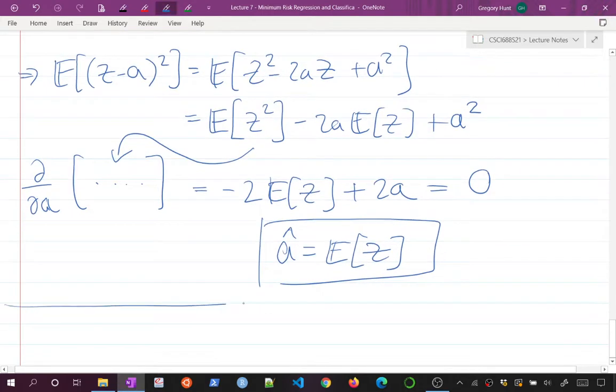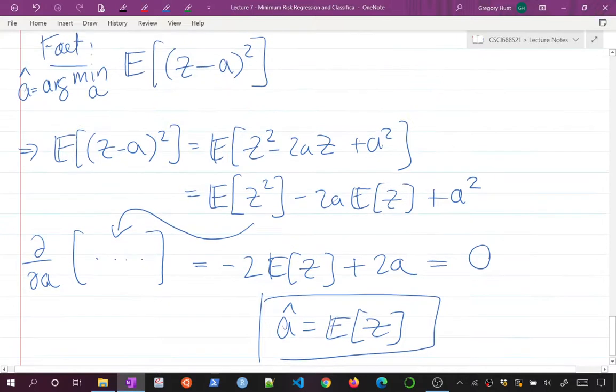So what does this fact have to do with anything? If I want to minimize (z minus a) squared, I want to find the a that minimizes this, I choose the expected value of z. So the best thing to do is to plug in here the expected value of z. Right, that's all that says.